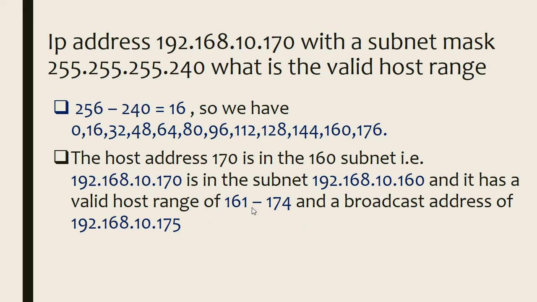So 174 minus 161 is going to give me the number of hosts. But the valid host range, which I'm told to find, is from 161 to 174, because 170 falls in between this. That is 192.168.10.161 to 192.168.10.174. So that means 192.168.10.170 falls into this valid host range and is in the 160 subnet.